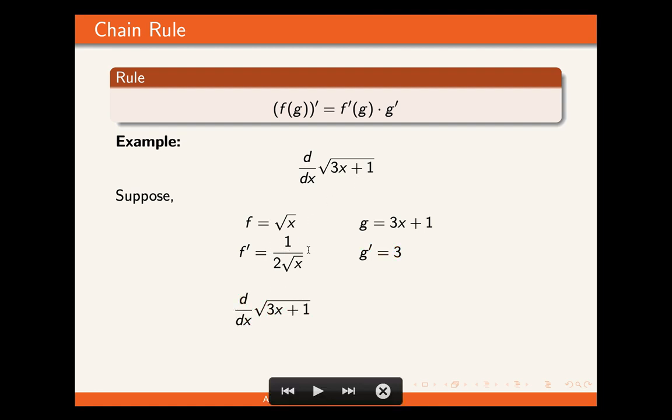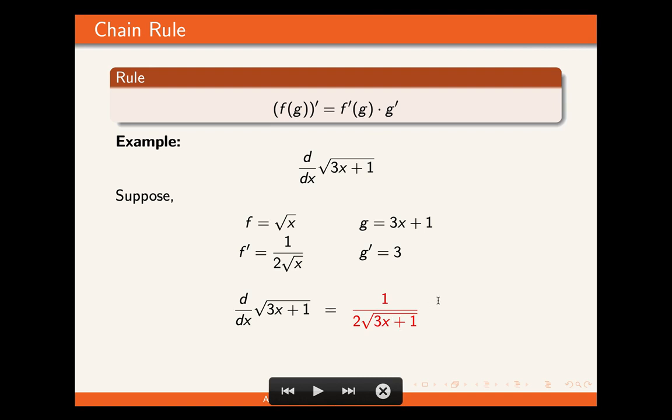We have already figured out f prime. In the chain rule, we first need to evaluate f prime at g. So let's compose f prime with g. How do we evaluate f prime of g? We need to replace x completely by the function 3x plus 1. When we do that, we get 1 over 2 times the square root of 3x plus 1. So this is f prime evaluated at g, the f prime function composed with g. That's how we get this.